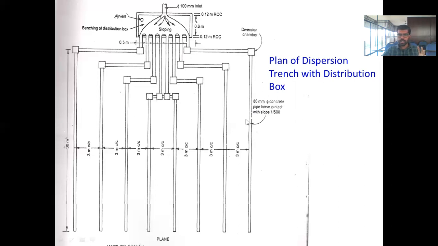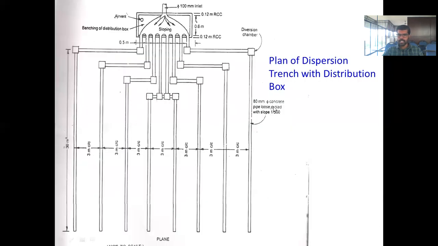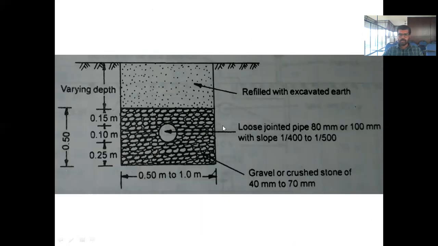Okay, this is flowing through a trench only. So you can see this section of the trench. This is the loose joined pipe, 80 or 100, with the slope 1 by 400 to 1 by 500. So that is shown here: 80 concrete pipe, loose joined, with slope 1:500. So this is the trench.